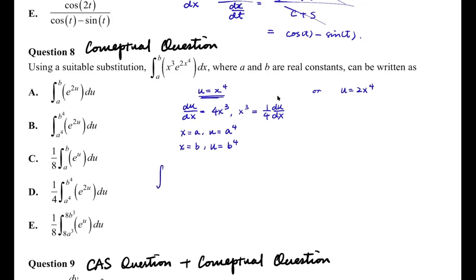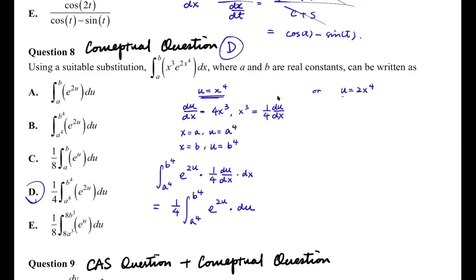So the integral will be from a to the power of 4 to b to the power of 4, and let's have e to the power of 2u multiplied with 1/4 du/dx multiplied with dx. Warning, don't do cancellation here, okay? Don't write any slashes like that. 1/4 in the front, a to the power of 4 to b to the power of 4, e to u times du. Let's see if we have such an option. Yes, we have such an option, D.